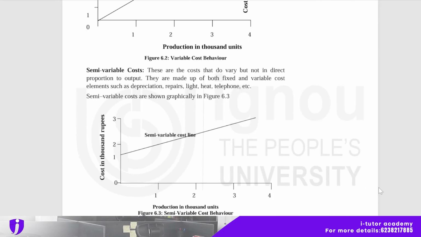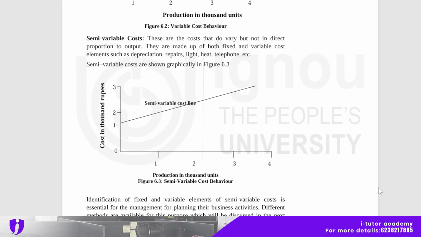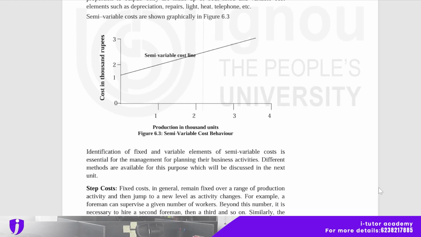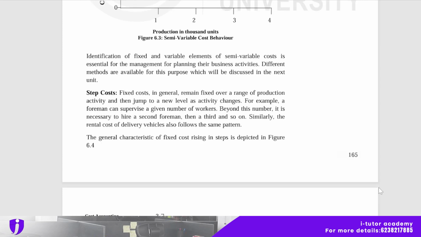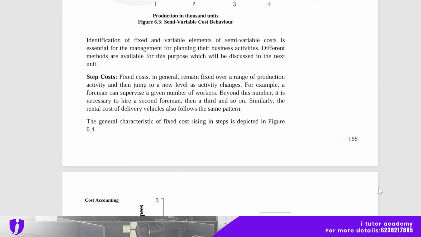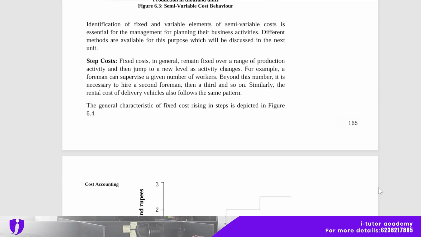And semi-variable cost: these are the costs that do vary but not in direct proportion to output. They are made up of both fixed and variable cost elements such as depreciation, repairs, light, heat, telephone, etc. And semi-variable cost behavior is here. Identification of fixed and variable elements of semi-variable cost is essential for the management for planning their business activities. Different methods are available for this purpose, which will be discussed in the next unit.